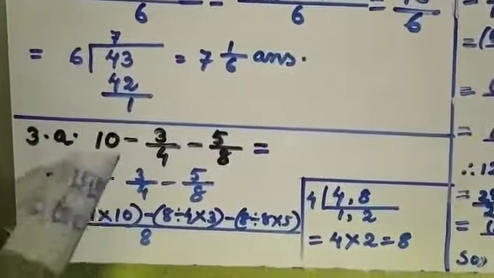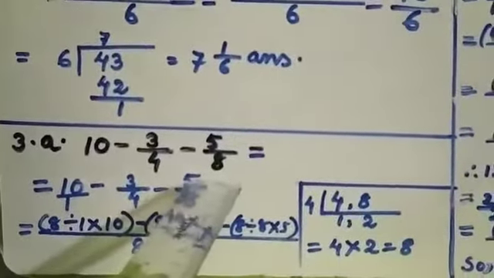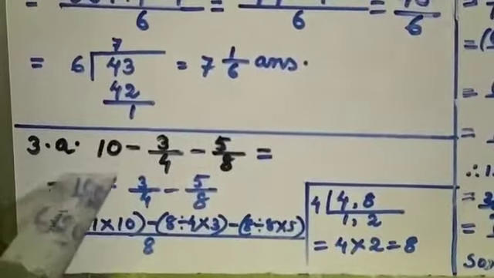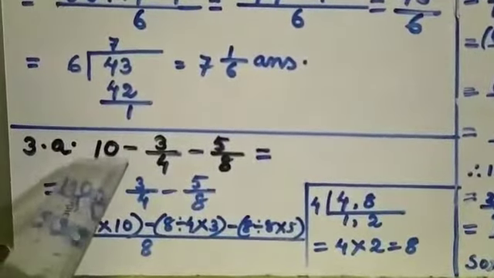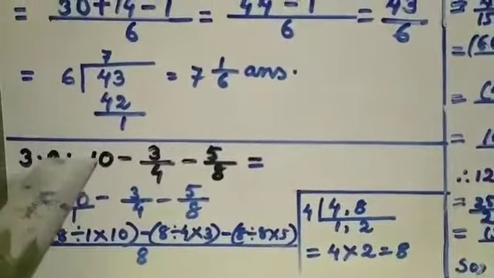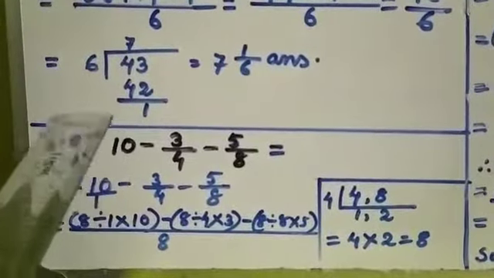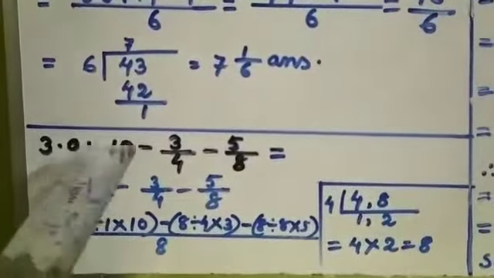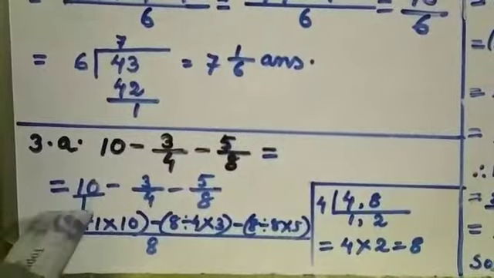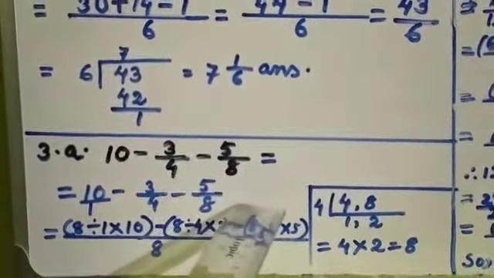3a, 10 minus 3 by 4 minus 5 by 8. Here you are not getting any denominator of this 10. That means this 10 you will think as numerator. Okay? And denominator you will think in your mind that is 1. You can show that also. So 10 by 1 minus 3 by 4 minus 5 by 8.